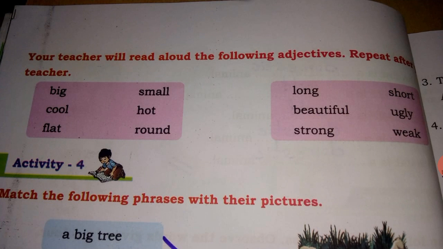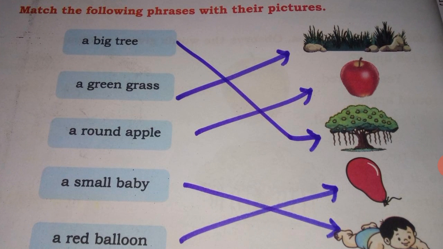Next, all of you go to activity number 4. Match the following phrases with their sentences. Here they have given a set of phrases and a set of pictures. You have to identify the picture and match it to the corresponding phrase. Let's see. What is the first phrase? A big tree. So match it with the picture of the tree.